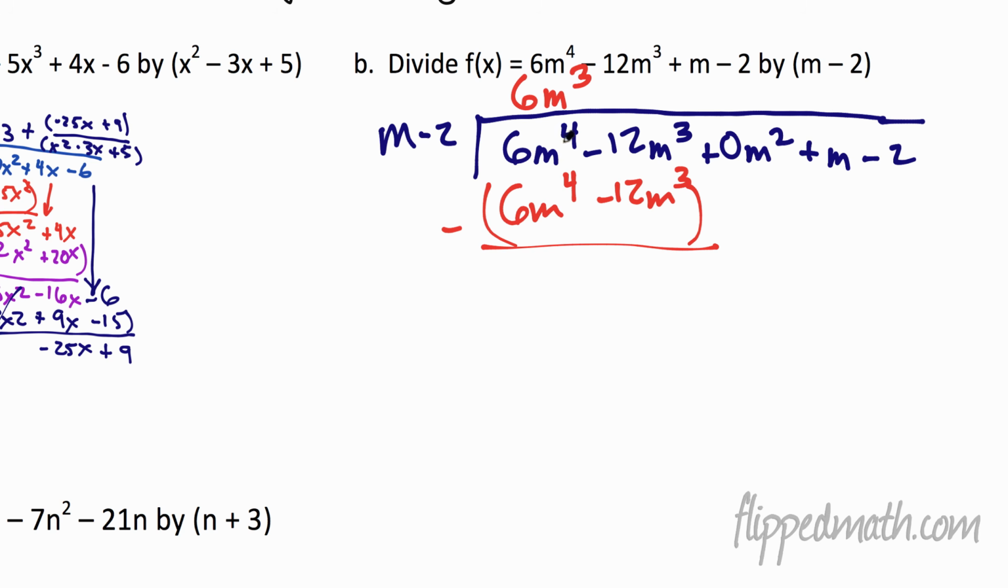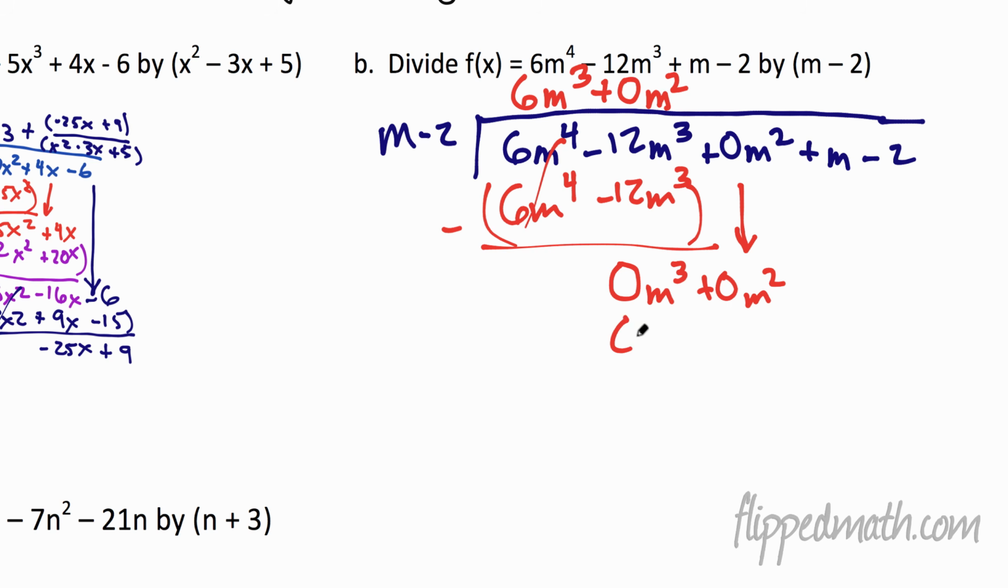6 minus 6, they cancel. Negative 12 minus negative 12, they cancel. So I'm left with a 0m to the third. And now I need to bring down a 0m squared. That's crazy. So now you ask yourself, how do you go from an m to a 0m to the third power? Don't think too hard here. So you need a 0. So we're going to do plus 0. And you need 2 more m's. So it's 0m squared. Let's multiply through.